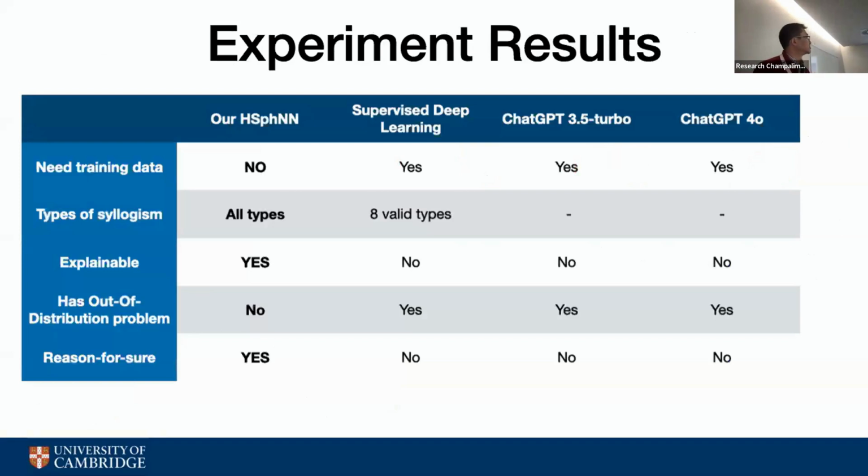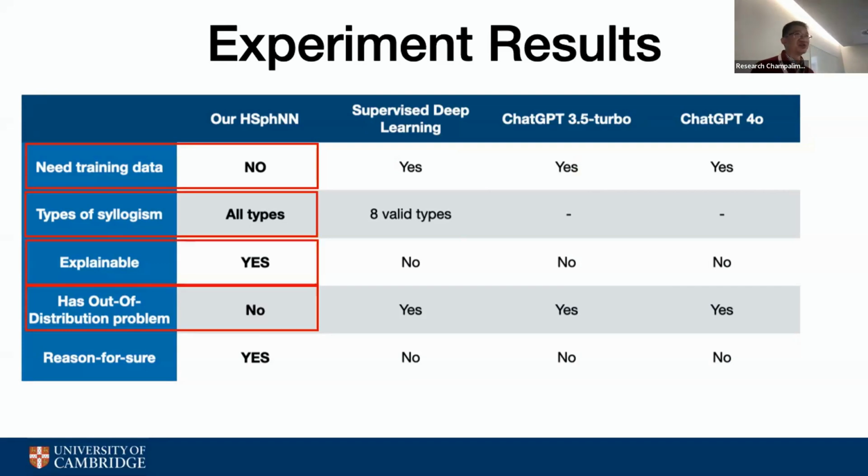So compared with deep learning or ChatGPT, our network does not use training data, so there's no out-of-distribution problem. It covers all 24 types of syllogistic reasoning. It is explainable because it constructs an Euler diagram, and it is a reasoner for sure because it clearly knows when to stop.